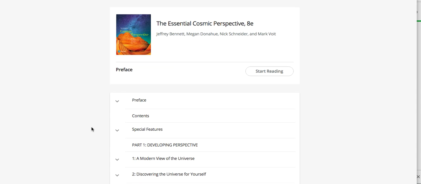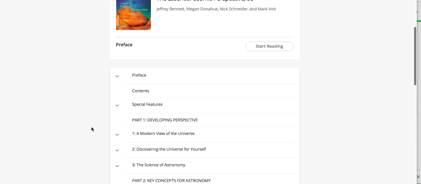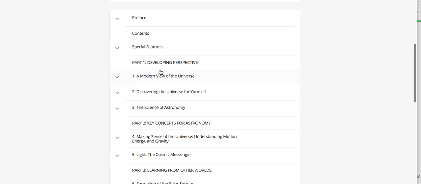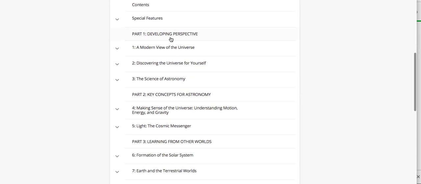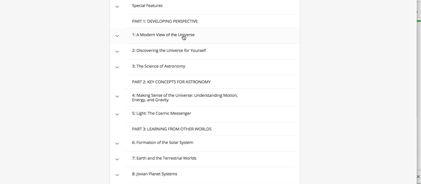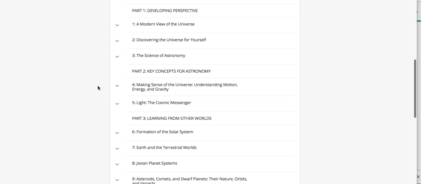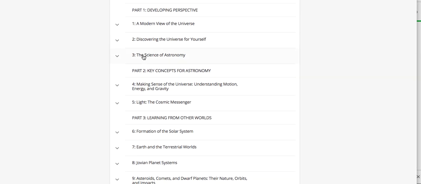I think this is actually a pretty cool textbook. There are different chapters over here. The first part is the developing perspective, and this is going from the modern view to a more historical overview. In the summer course, we're going to skip chapters 2 and 3, because if I teach all of this that I would otherwise teach in the 16-week course, you're just going to be overwhelmed, and I think it will be hard to keep up.